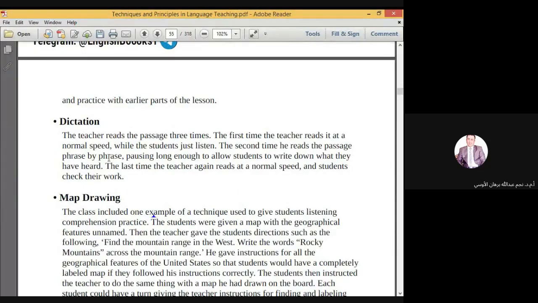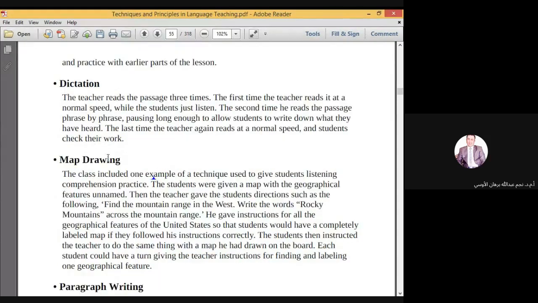Dictation. The teacher reads the passage 3 times, then allows students to write down what they have heard. That is, we make students hear the passage and write what they hear. And we use the same in TOEFL.